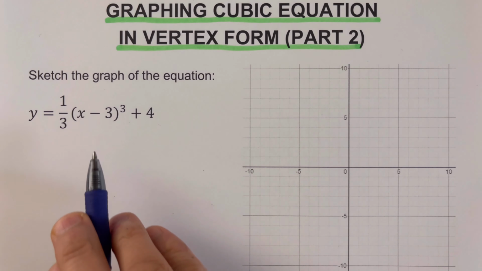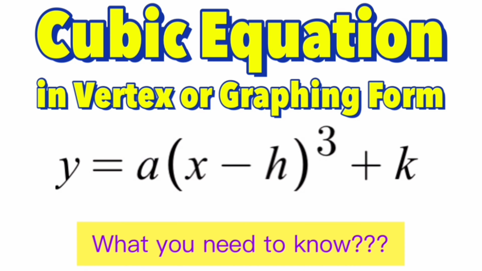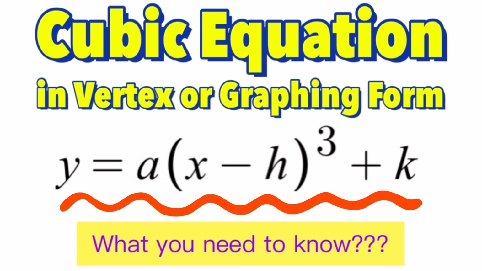Before we jump into this example, let's review the basics of the cubic equation in vertex form. We remember that the vertex form, or the graphing form, of a cubic function is given by the equation y equals a quantity x minus h cubed plus k. Now let's look at the effects of the parameters a, h, and k on the graph.